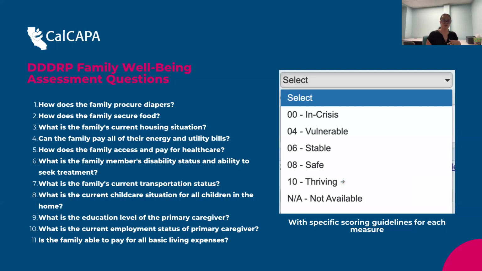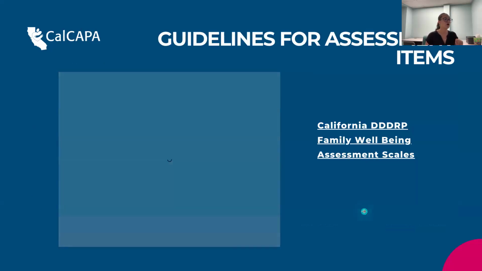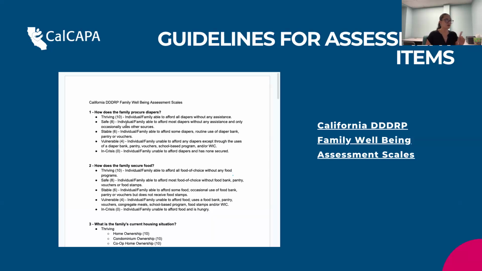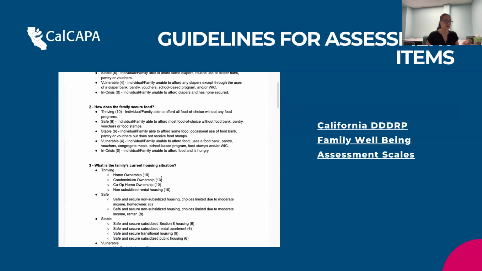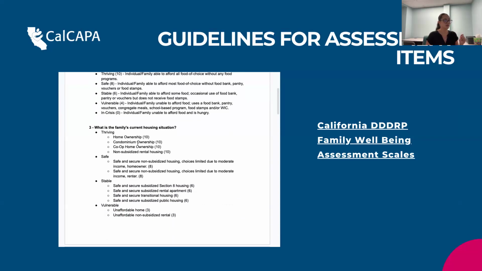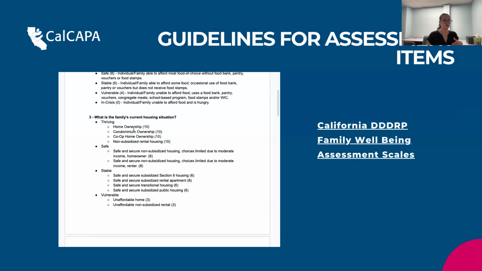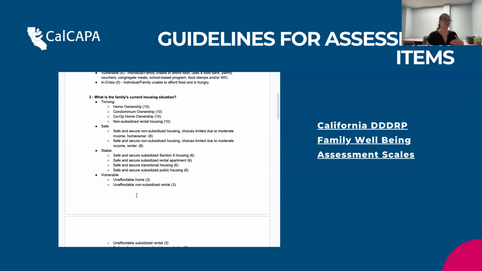And there are specific scoring guidelines for each measure as well, because what in crisis means to one of us might mean something completely different to somebody else. So as you can see on here, there are different scoring guidelines for each of the scales so that, like if you're looking at housing, thriving means these things, vulnerable means these things. So there's no confusion when different case managers are filling out the assessments.